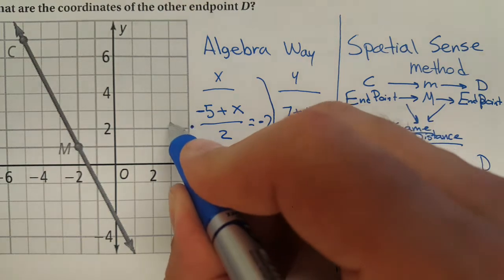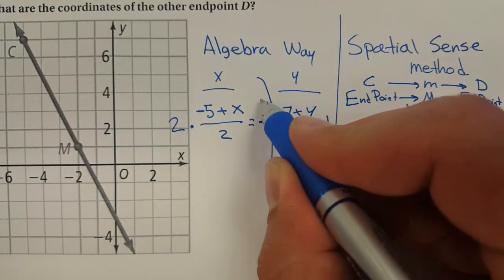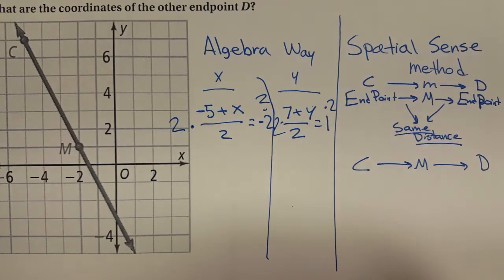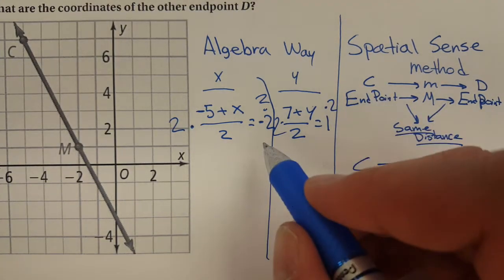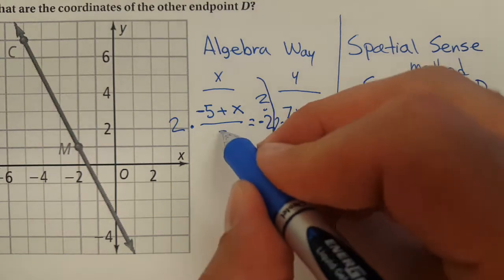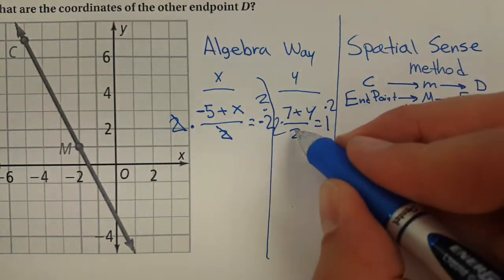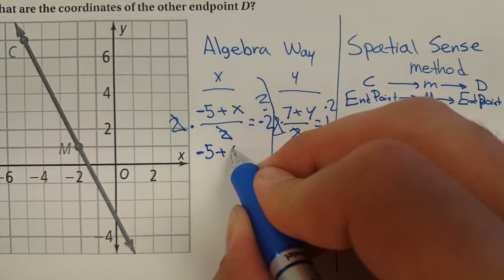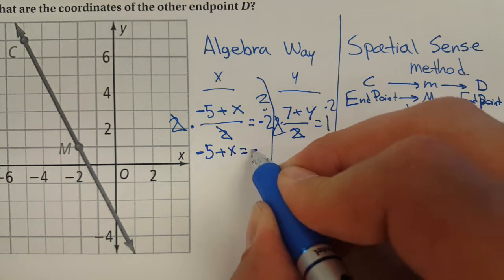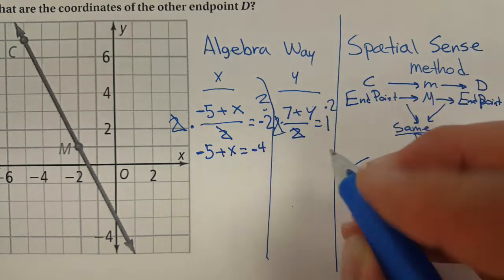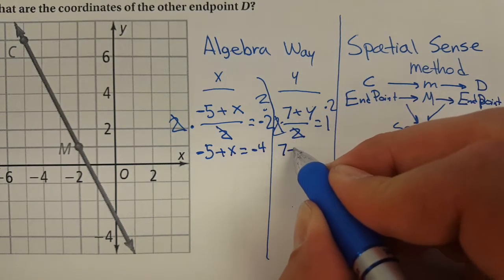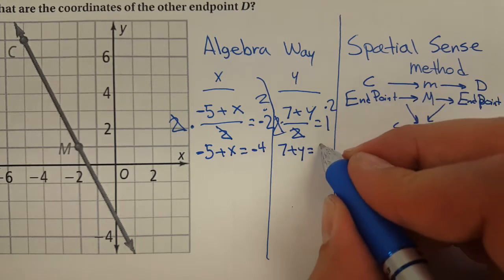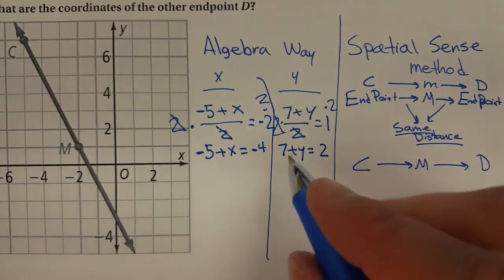So here's what I'm going to do. I'm going to double both sides. Times 2, times 2, times 2. Excuse me, I kind of ran out of space there. Apologize for that. If you take both sides times 2, you'll cancel that divide by 2, cancel this divide by 2. So you'd have a negative 5 plus x equaling a negative 4. Negative 2 times 2 is a negative 4. Over here, you'd have the 7 plus y equaling 1 times 2, which is just 2. Now it's just a one-step equation.